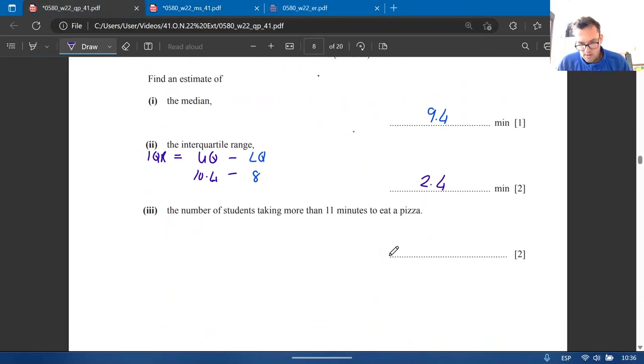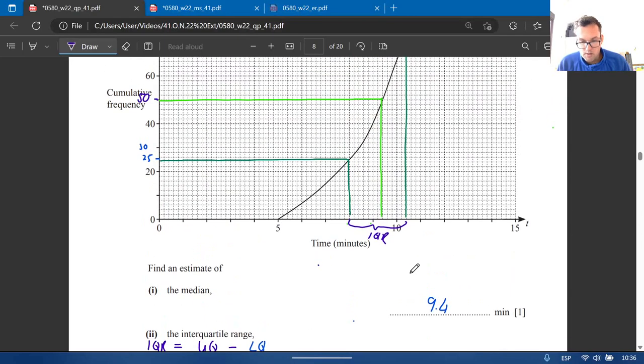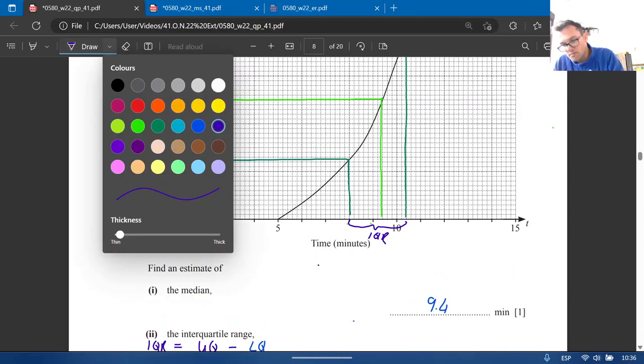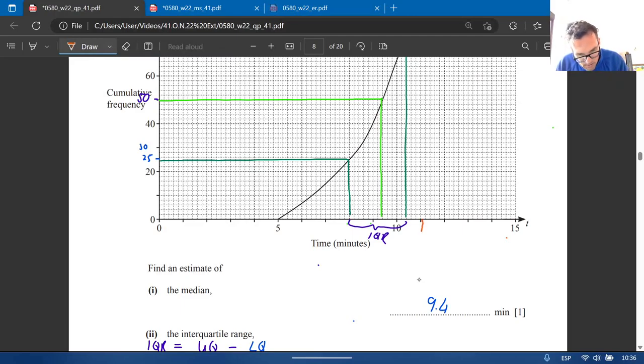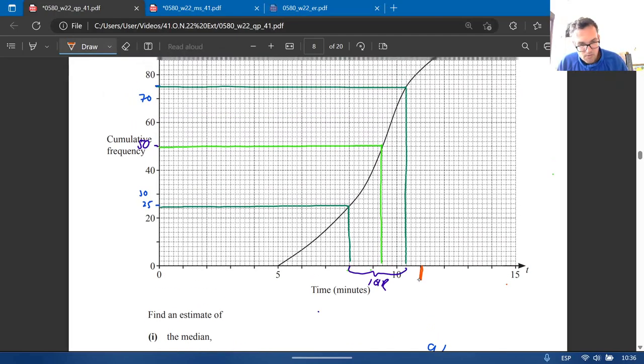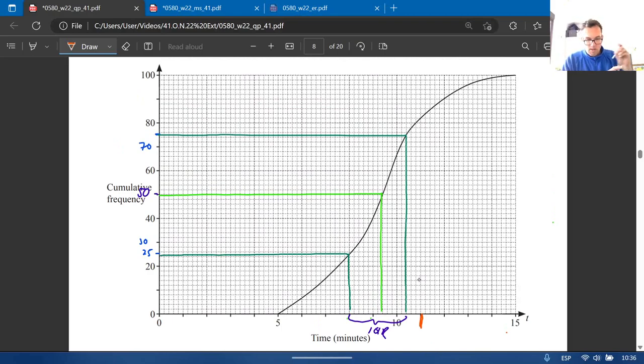Right. Number of students taking more than 11 minutes to eat the pizza. So here we'll go to 11 minutes. 11 minutes is there. We now need to find the number of students. So again, we're going to draw some lines. This way we're going the other way. Draw a line going up to the graph, and going sideways. There we go. So what is that? So again, we got 5 squares between 80 and 90. So each square must be 2. So I would say that's 82 students.